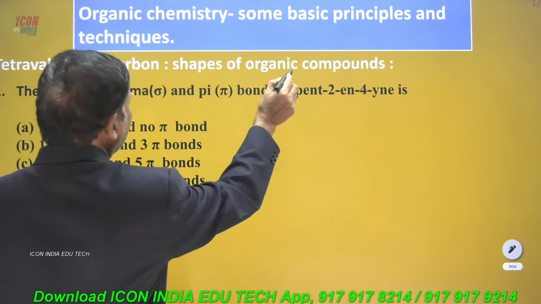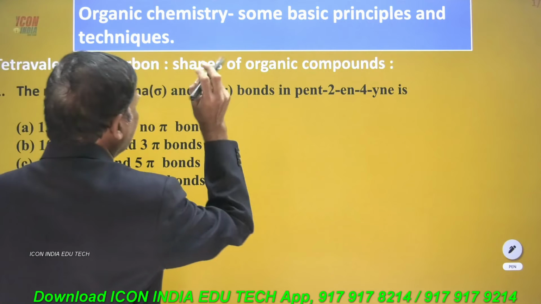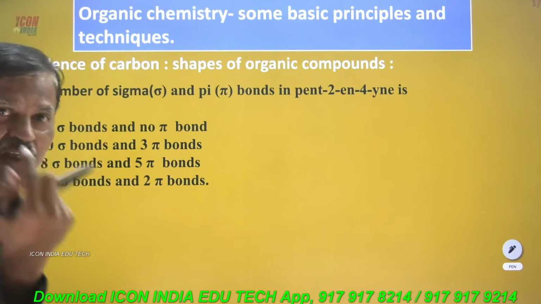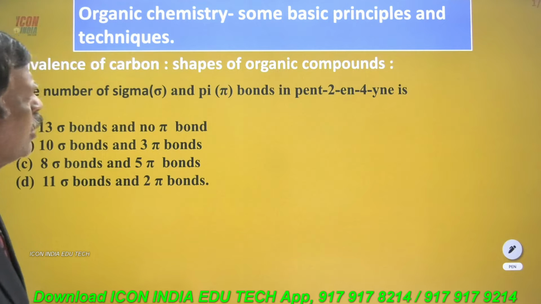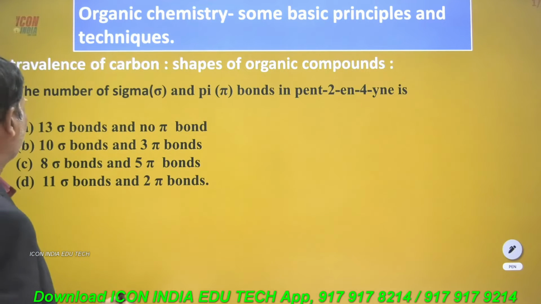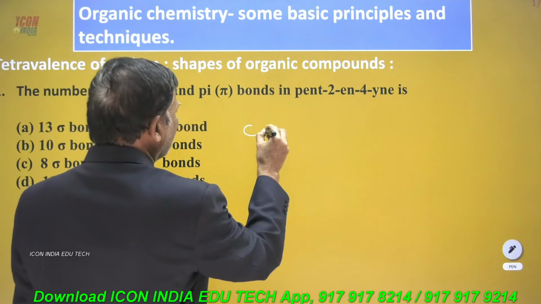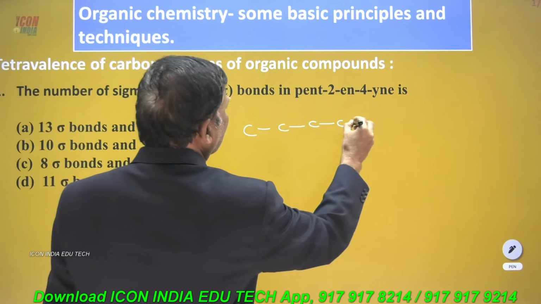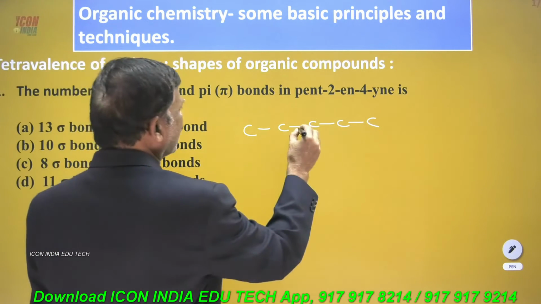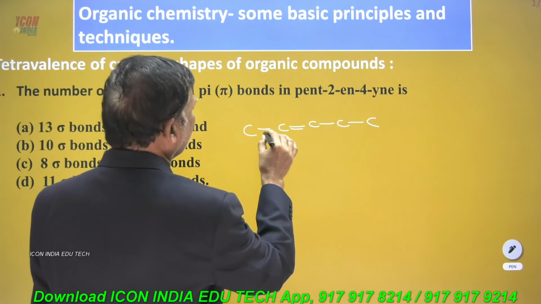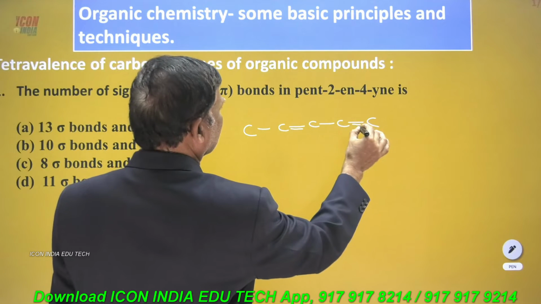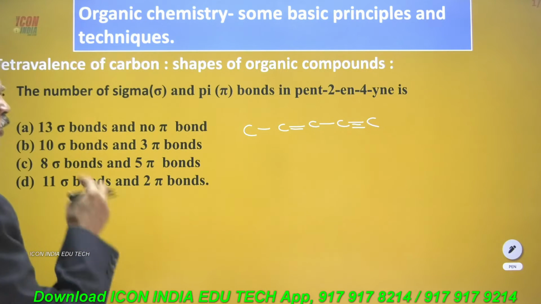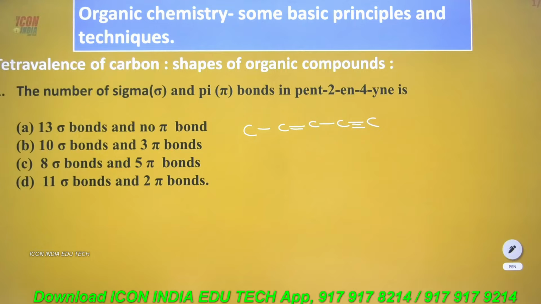Tetravalence of carbon shape, that is the heading. In this topic, in the shapes of organic compounds, what are the questions asked? The first one, the number of sigma and pi bonds present in pent 2-ene 4-ine. Pent, 2-ene, 4-ine. 1, 2, 3, 4. Pent 2-ene 4-ine is how many sigma and pi bonds?